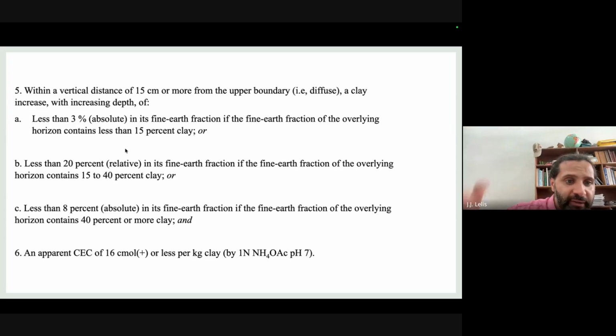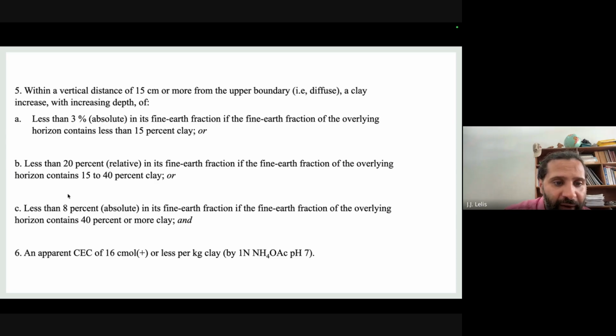If the A horizon registers between 15 and 40% of clay, the B horizon should register less than 20% relative more clay. That is 1.2. I calculate it: I split the content of the B horizon by the content of the A horizon, and this division should be less than 1.2, okay? So the result of this division should be less than 1.2.